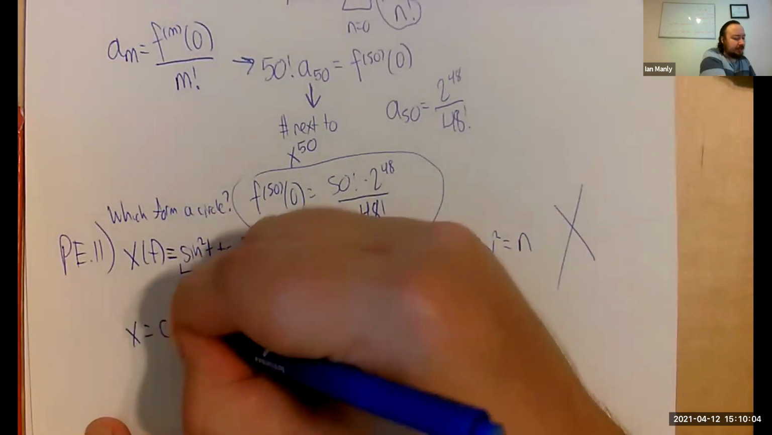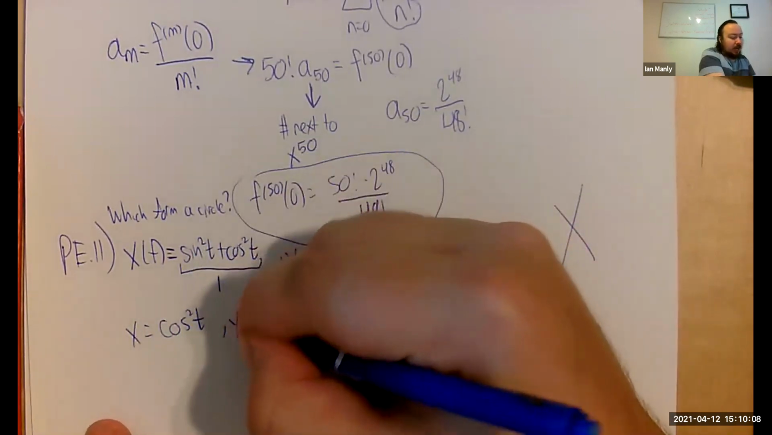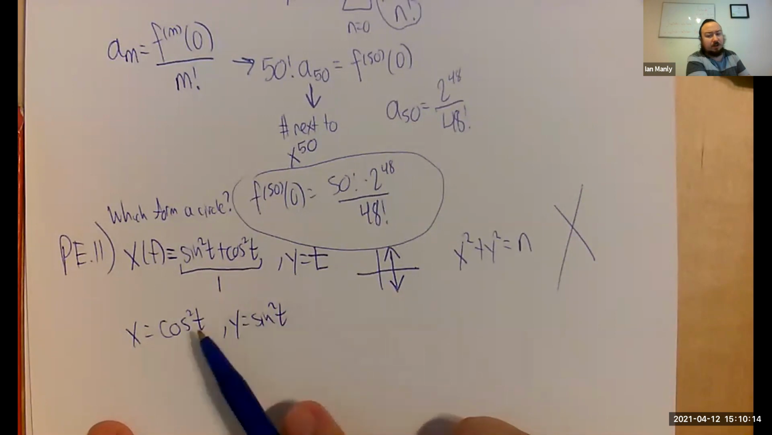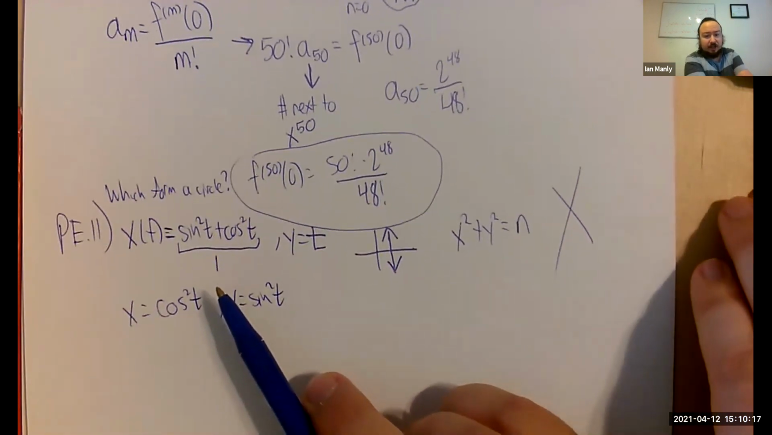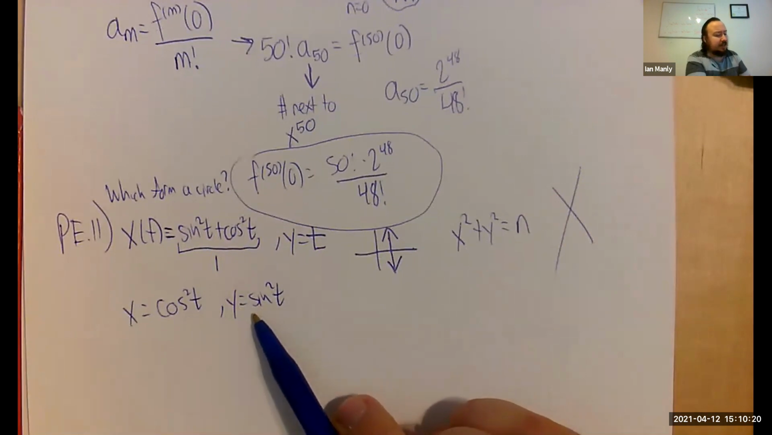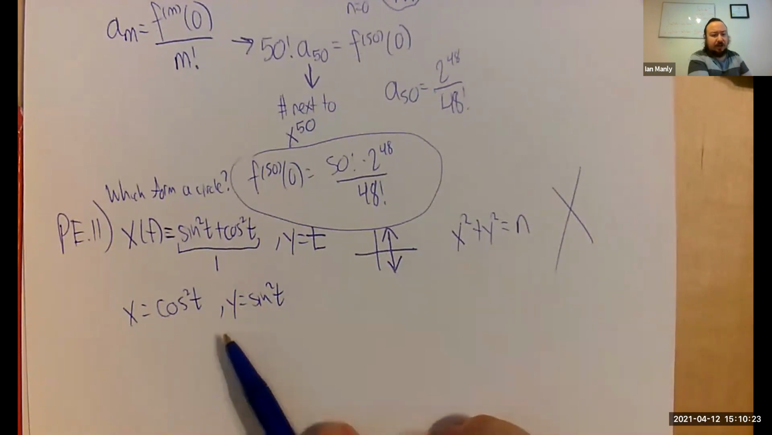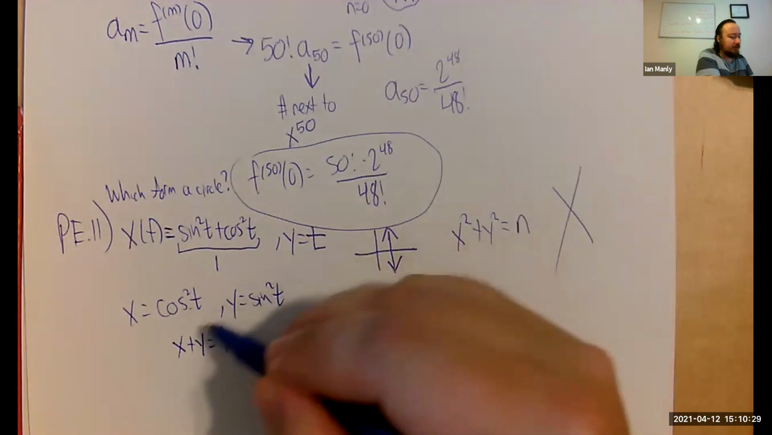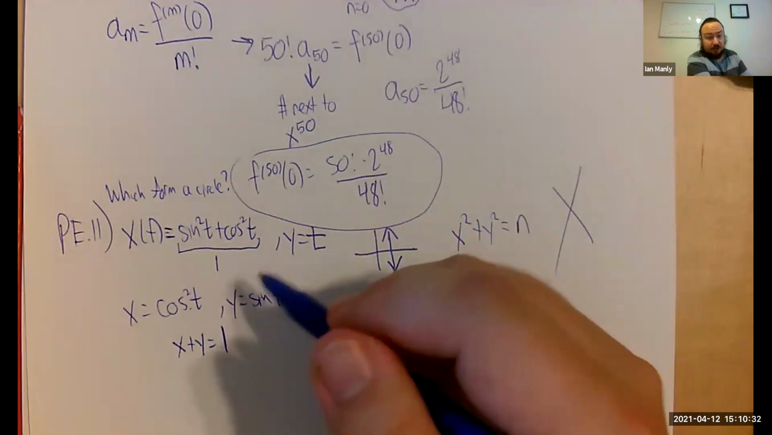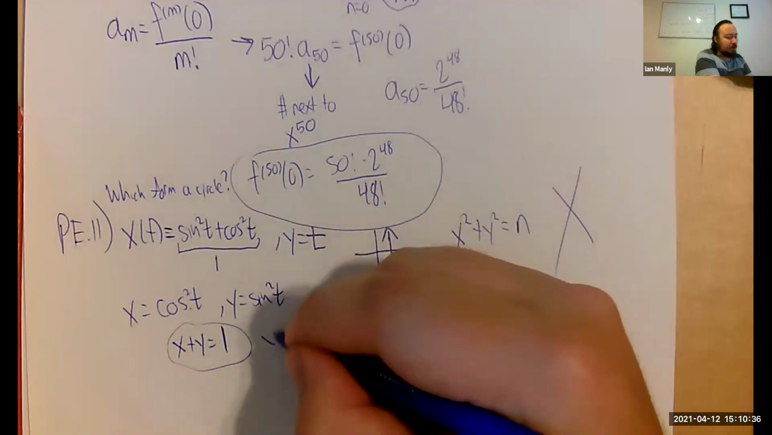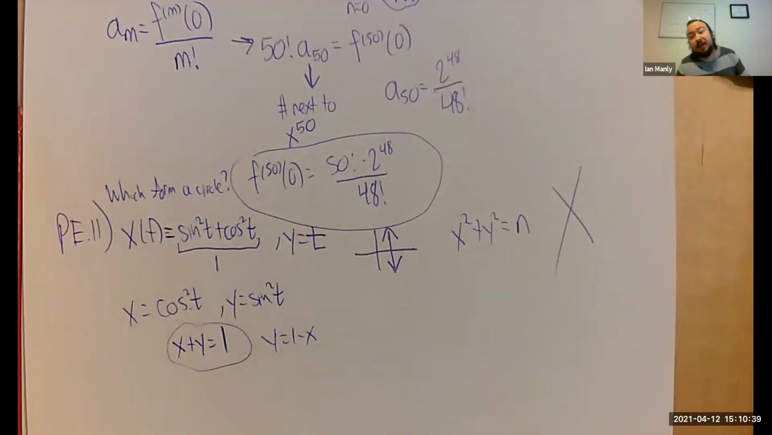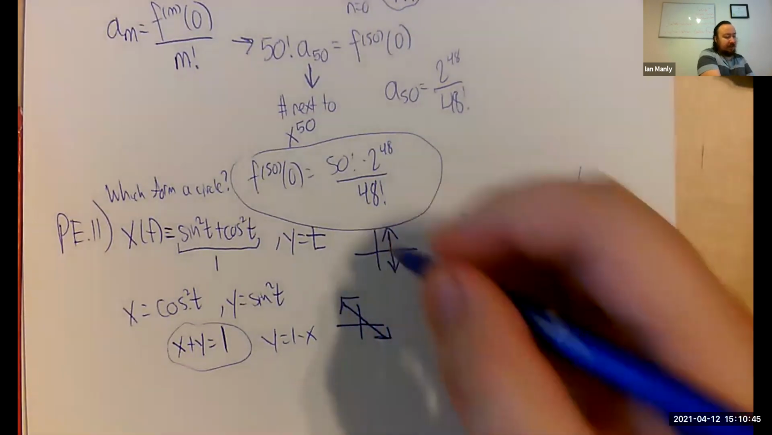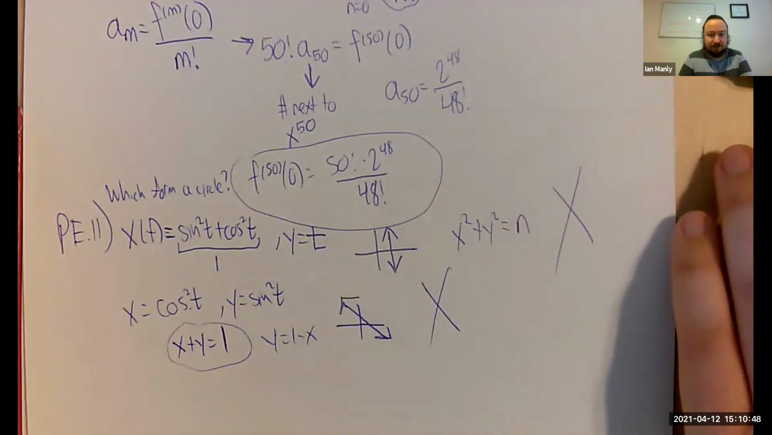The next option, x is cosine squared, y is sine squared. Well, let's see, this also kind of feels like a circle because we have a sine squared, cosine squared pair happening here. But the thing is that it doesn't satisfy this equation right here. It turns out that it's just x plus y equals one, because x is the cosine squared, y is the sine squared. And when we add those, we get one. So this has the equation x plus y equals one, or y is one minus x. But that is, again, not a circle. It's actually just going to be a line. It's going to look like this right here. Okay, so it's not the second option either.